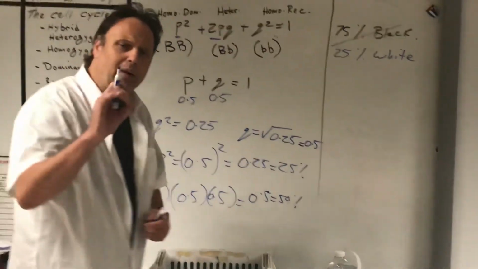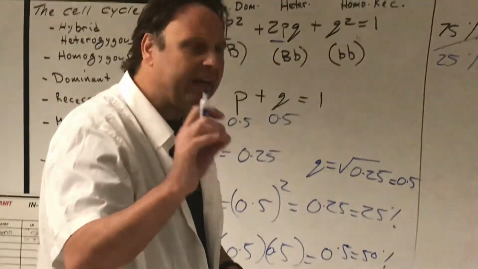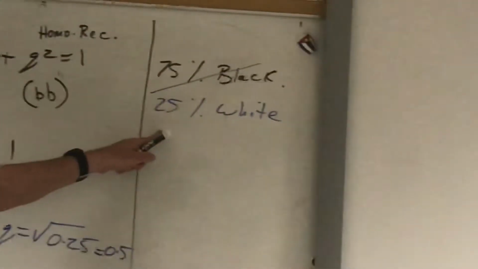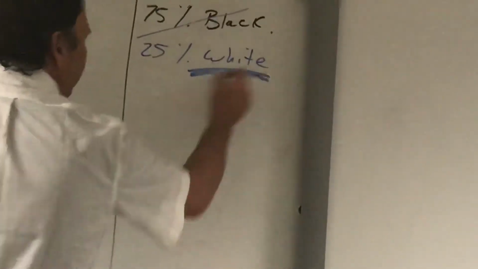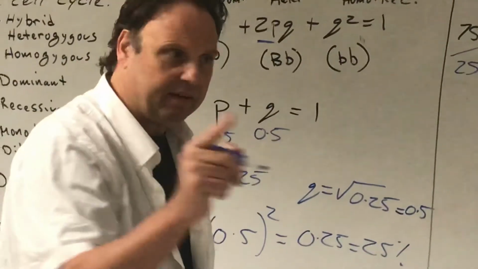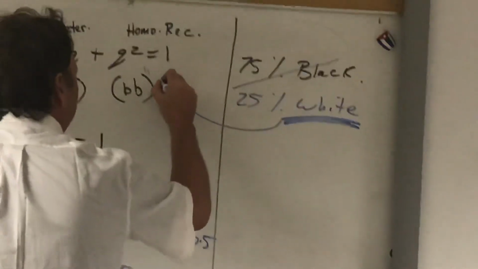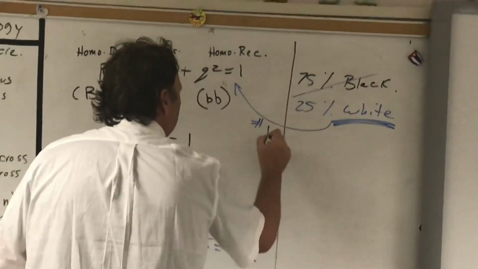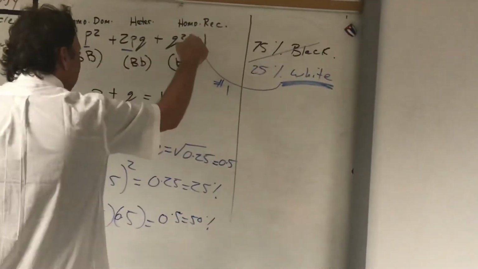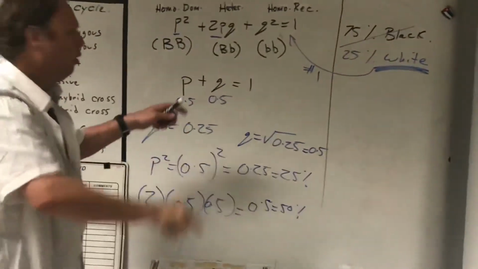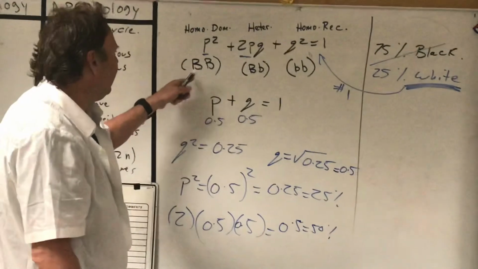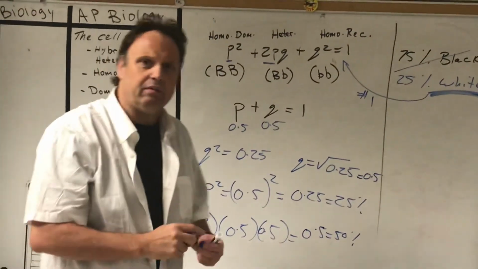The main thing I want to emphasize is find q squared first if you're given the phenotype. If I can find my phenotype for my homozygous recessive, I know my q squared, so that's step number one. This gives me this. Using a square root function, I have q and I have p. Once I have p and q, I can plug it into this and find any of the conditions.